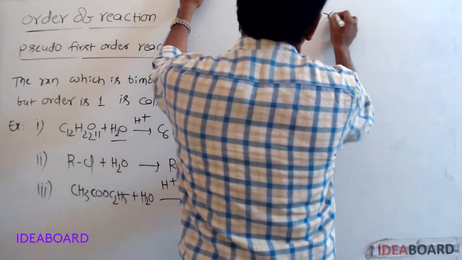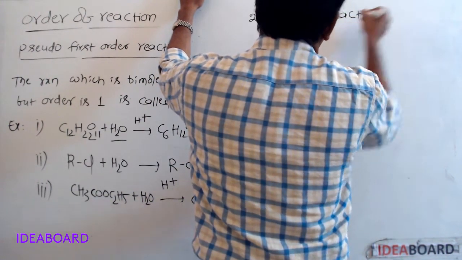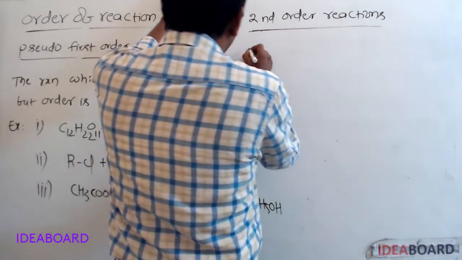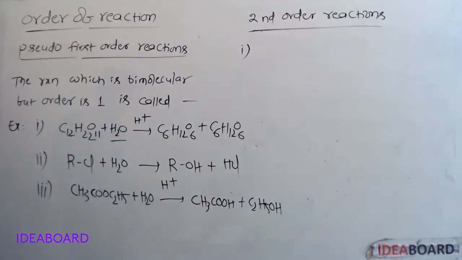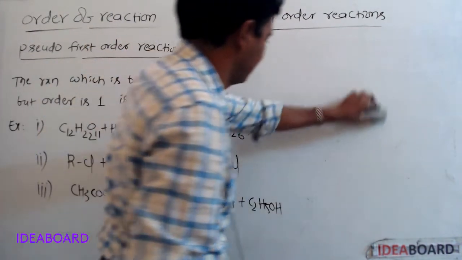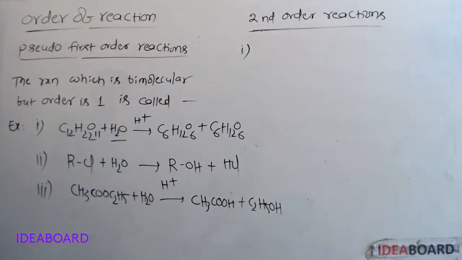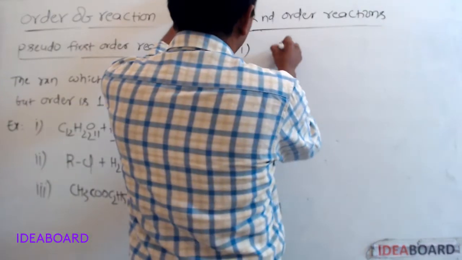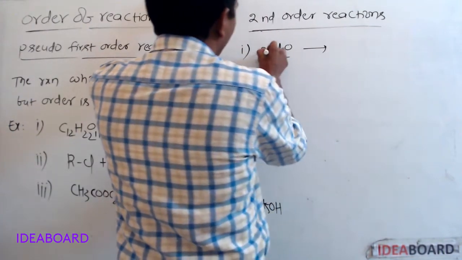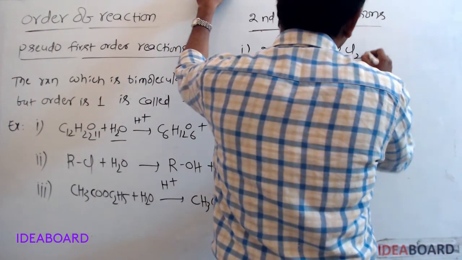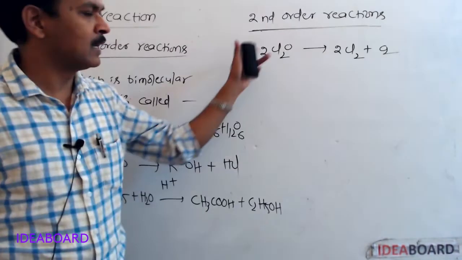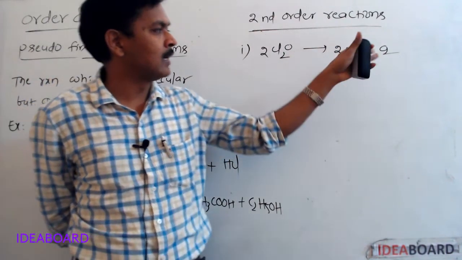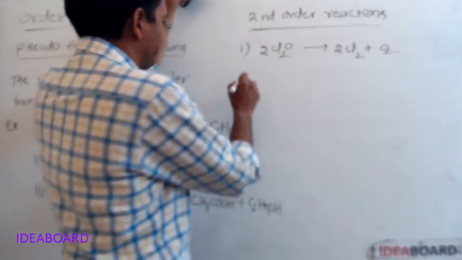Next, second order reactions. For second order reactions also, we have so many examples. See, first one, decomposition of chlorine oxides. 2Cl2O gives rise to 2Cl2 plus O2. Decomposition of chlorine oxides. This is chlorine monoxide. On decomposition, chlorine plus oxygen are formed.